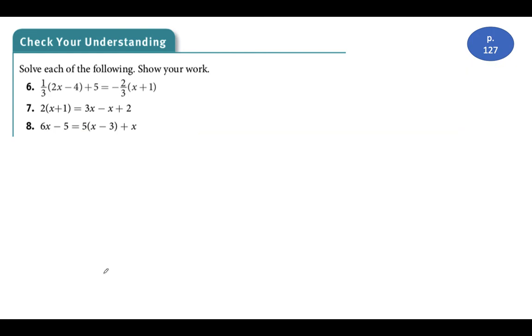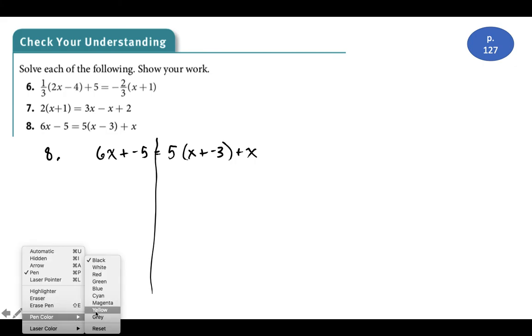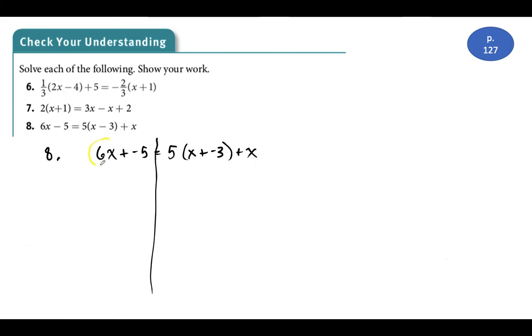All right, last problem. Bet you can guess what this one's going to be. So problem number 8, we've got 6x plus negative 5 is equal to 5 times x plus negative 3 plus x. As before, the key to figuring this out is simplifying both sides. So I'm going to check my terms here real quick. We got one simplified term there, 6x, one simplified term here, negative 5.